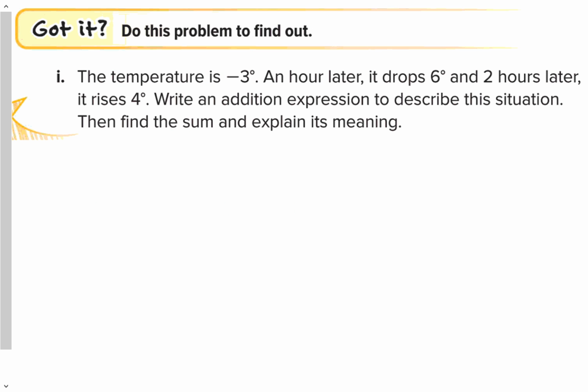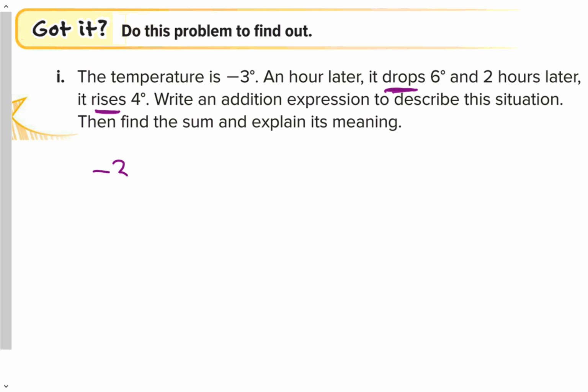Okay? Here's our last example. The temperature is negative 3. An hour later, it drops 6 degrees, and 2 hours later it rises 4 degrees. Write an addition sentence to describe the situation, then find the sum and explain its meaning. So this is a multi-part question, and whenever we have these, we have to make sure we answer all the parts. So first thing we have to do is write an addition expression.